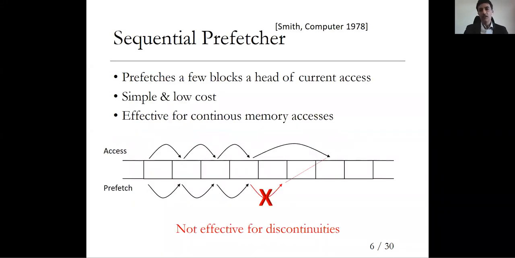Okay, the simplest form of instruction prefetcher is a sequential prefetcher. A sequential prefetcher is very simple. Every time that we access a cache block, we also prefetch several of the subsequent cache blocks if they are not in the cache. So if I access block A, I check the cache for block A plus one, A plus two, let's say A plus three, and if they are not in the cache, I prefetch them. It is a very simple and low-cost prefetcher, and it's very effective for continuous memory accesses. However, a sequential prefetcher, as the name suggests, is not efficient when we have discontinuities, when we have branches, when we have jumps. A sequential prefetcher cannot prefetch those discontinuities.